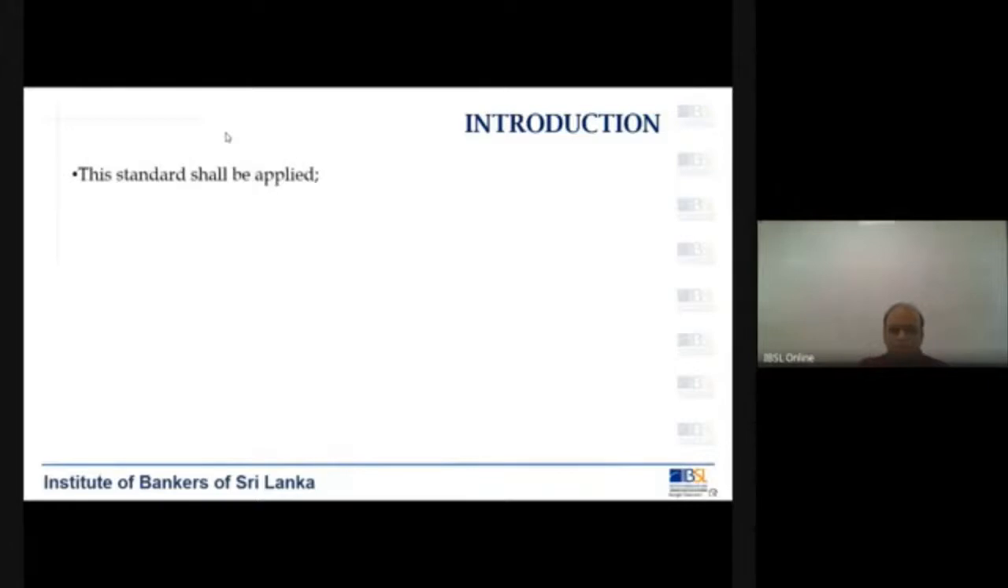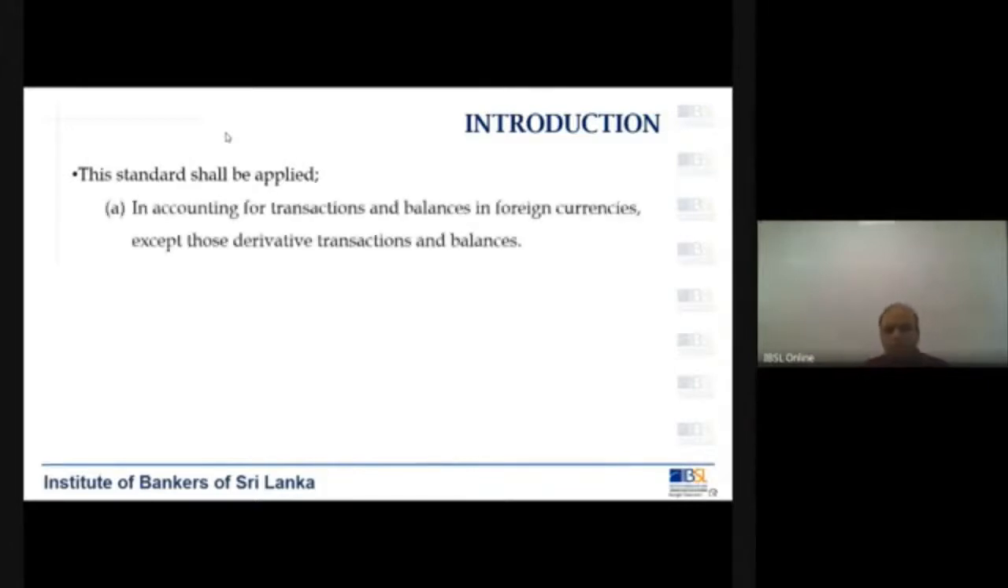This standard shall be applied in accounting for transactions and balances in foreign currencies. So wherever you have foreign currencies, this standard will be applicable. And they say except those derivative transactions and balances. Derivative transactions are certain transactions booked in your balance sheet or maybe in your P&L, which are not your normal transactions. Like there could be forward exchange transactions. Likewise, there could be transactions which are known as derivative transactions.